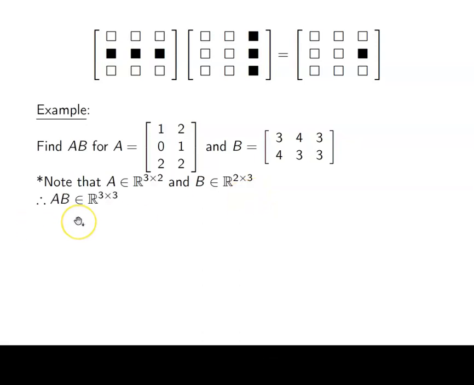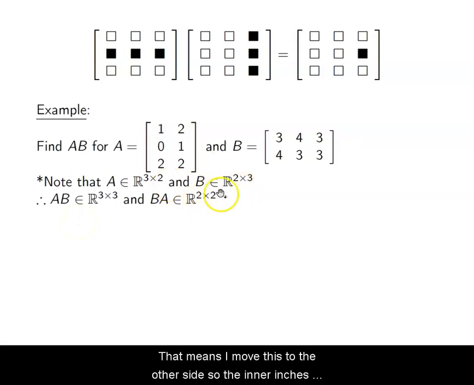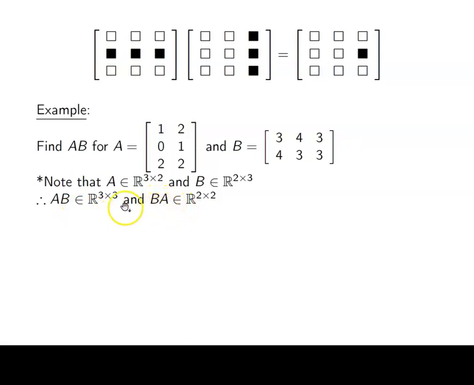Okay. So if I multiply B times A, that means I move this to the other side. So the inner entries are 3 and the outer entries are 2. I'm sorry, so if I multiply in the other order, I will get B times A. And right off the top, you know that that is not the same because the dimensions are different. A times B is 3 by 3. B times A is 2 by 2. There's no way that those matrices are the same matrix. They don't even have the same dimension.